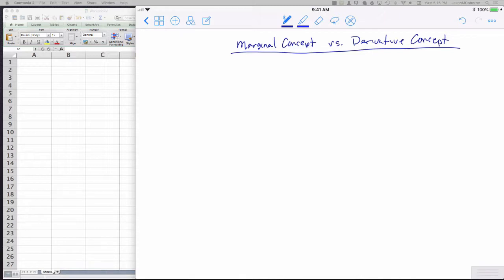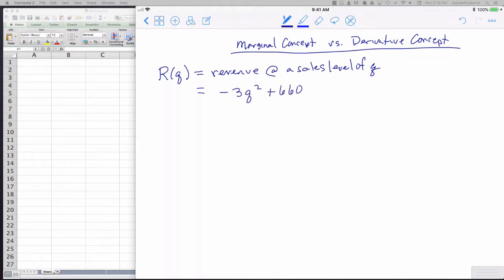Okay, so let's assume that you've been given a revenue function. So this is the revenue of the revenue at a sales level of Q items. Okay, and let's assume that this revenue function is minus 3Q squared plus 660Q minus 17050.